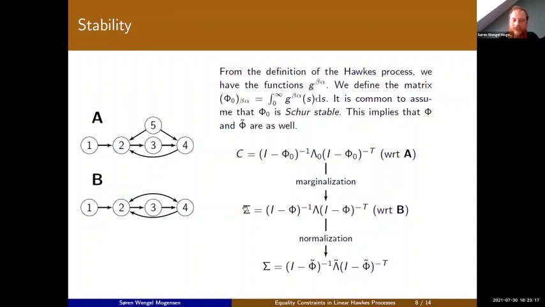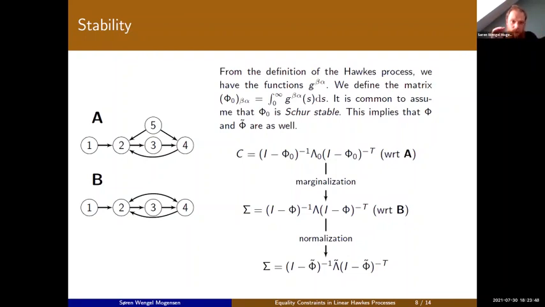This is the same in the linear SEM case, of course. But if I assume that my phi 0 matrix is what I call sure stable, this means that its spectral radius is less than 1. And this means that if you take the absolute values of all of its eigenvalues and take the max of that, then it's less than 1. This is a very common assumption for these Hawkes processes, because if I assume that, I can assume to have stationary intensities. Otherwise, you can get exploding stuff.